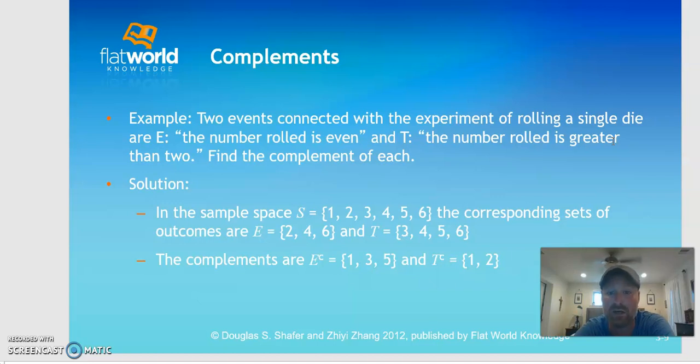We have different outcomes for each piece here. E is the number rolled that's even, and if you roll a 2, 4, or 6, that's going to produce an even number. In T, the number rolled is greater than 2, and the only values that satisfy that are 3, 4, 5, and 6. So the complement of E is 1, 3, and 5, because those are odd numbers, the opposite of even numbers. And the complement of T would be 1 and 2, because those are numbers equal to or less than 2, where before we were just talking about greater than 2.